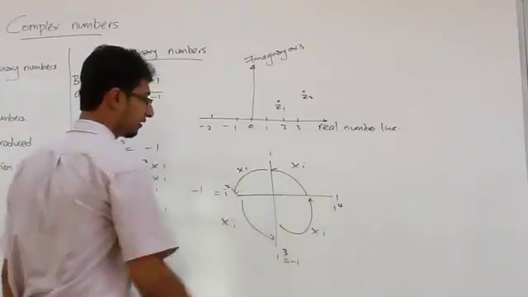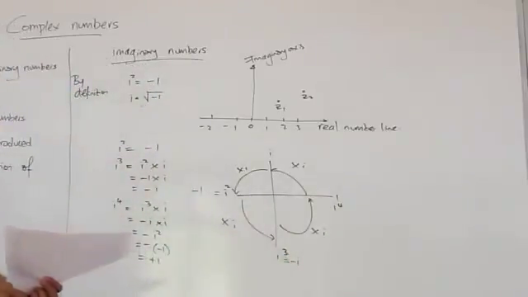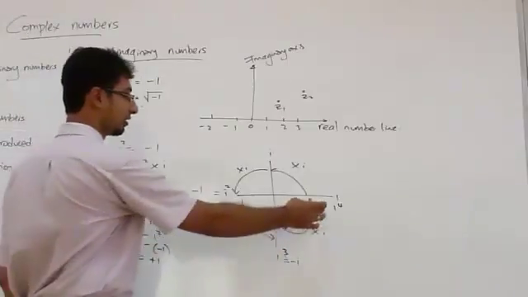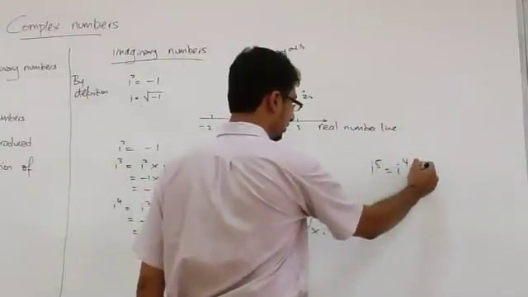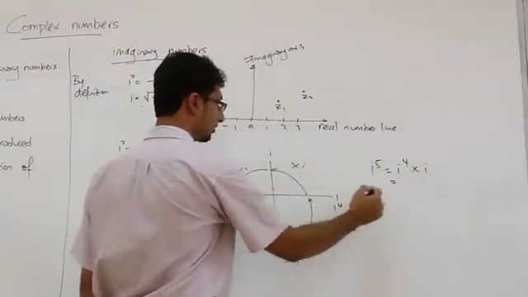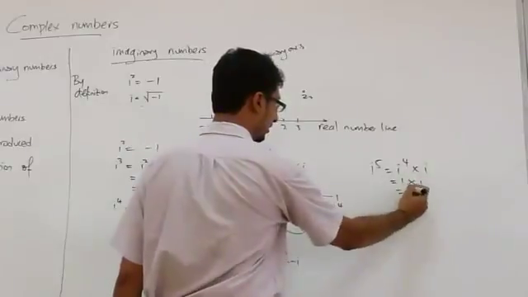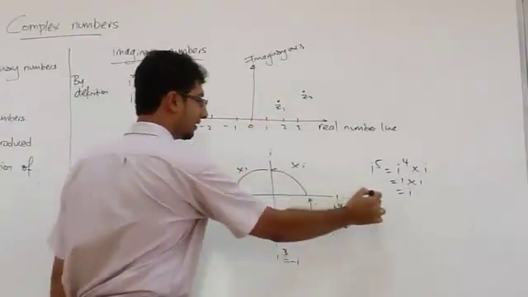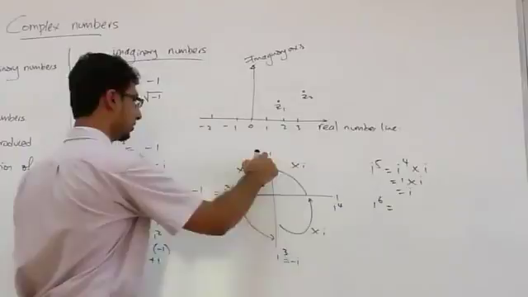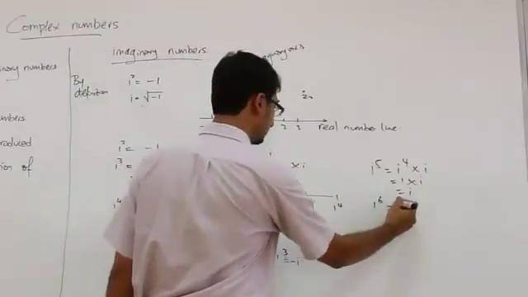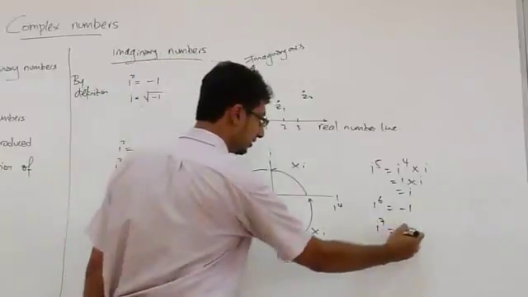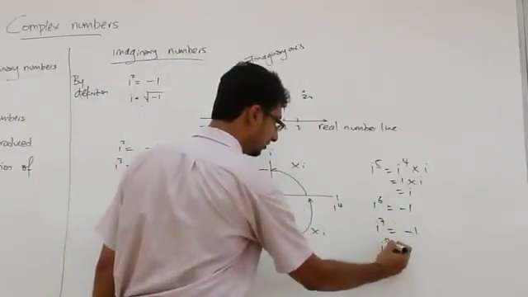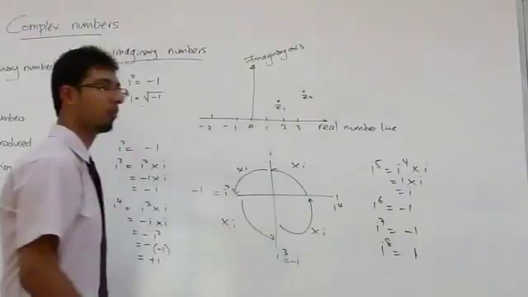i cubed times i⁴. Now to get i⁵, you do i⁴ times i. i⁴ is 1. Let's continue that. i⁵ is i⁴ times i. i⁴ is already 1, so 1 times i, you get i again. i⁶, you multiply by i, you're going to get negative 1. i⁷, you multiply by i, you're going to get negative i. So i⁸ is going to be 1 again.